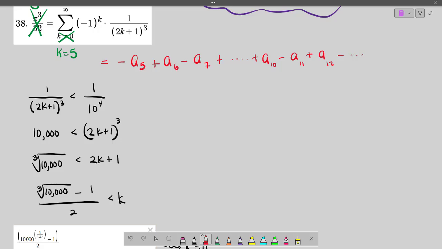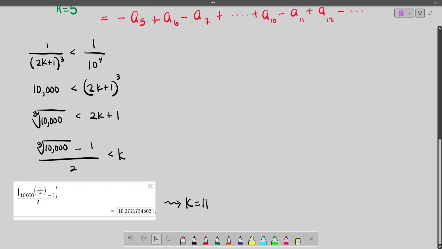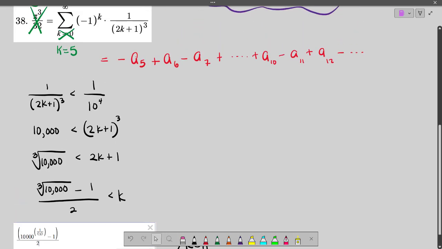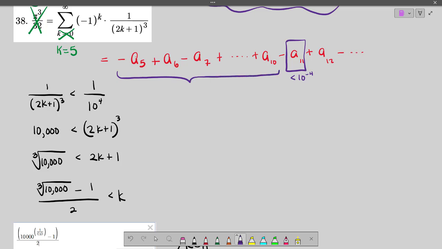So k being 11, so right here, this is less than 10 to the negative 4. So we want to add these. So the question is, how many terms is that? How many? 6.